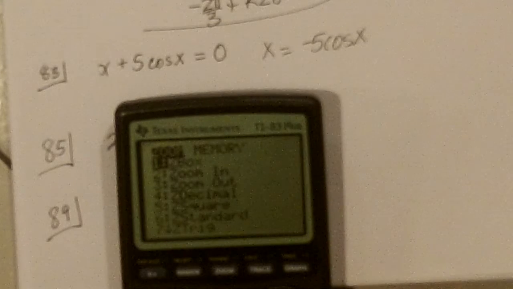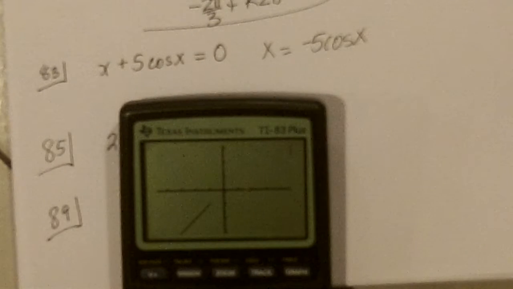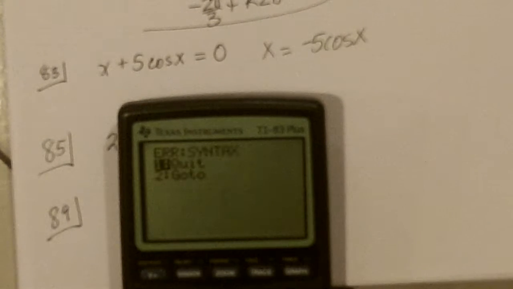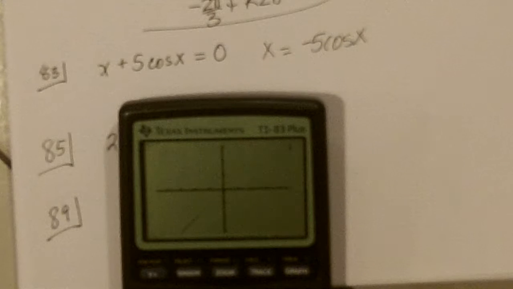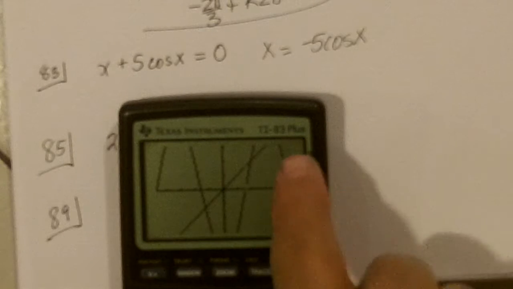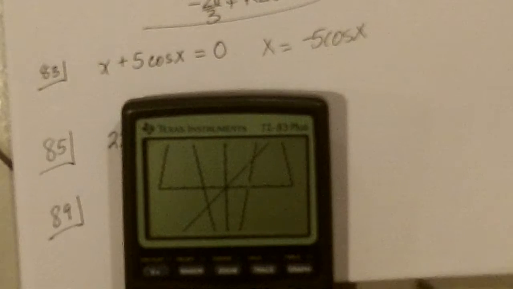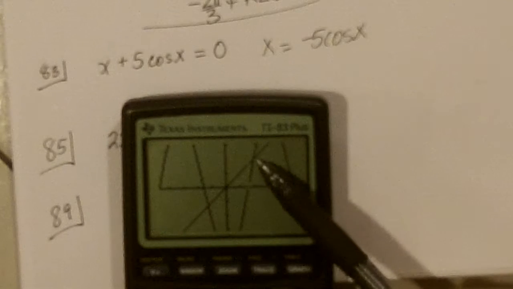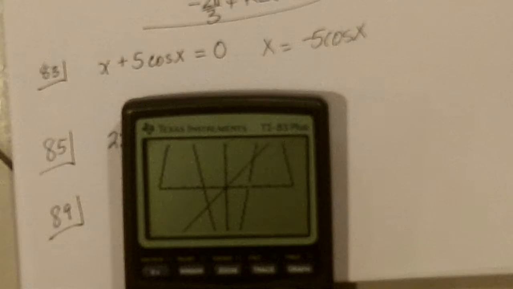Let's go zoom 4, and let's see what I see. Oop, there's x. Oop, the other one didn't show, so I must have put the wrong negative on there. Yep. Graph x and negative 5 cosine x. There it crosses once, twice, and probably the third time right there. And then after that, the line will be too high. So I need to find these 3 intersection points.